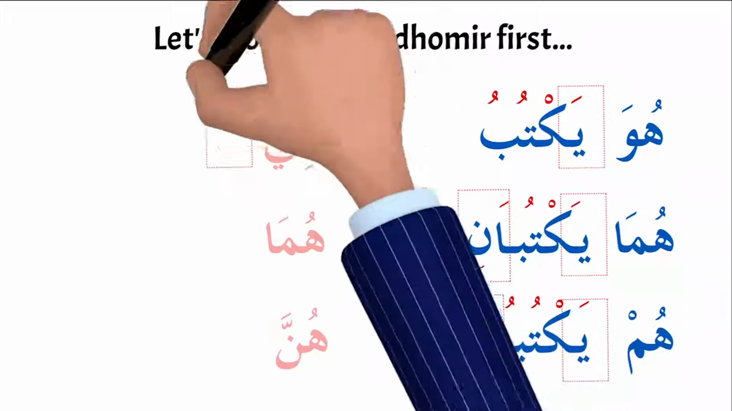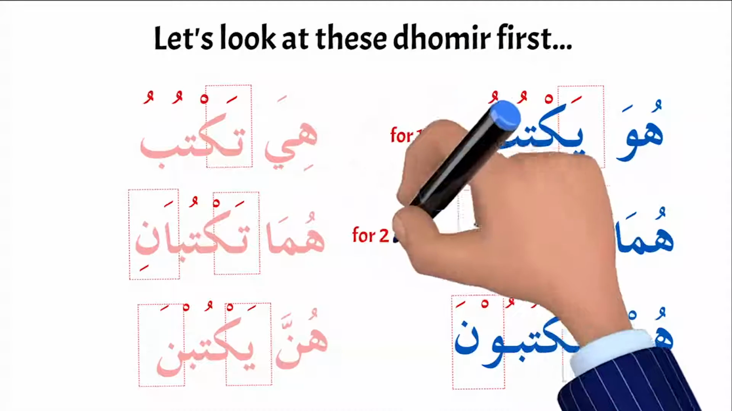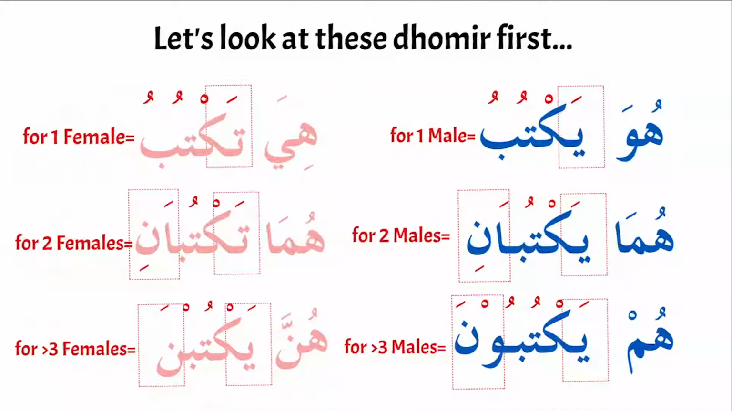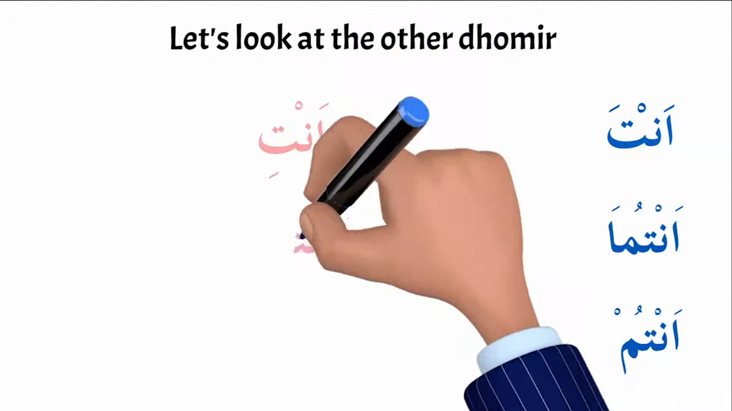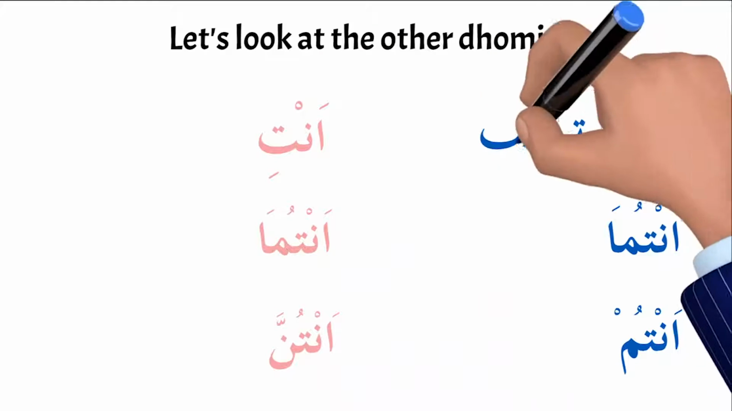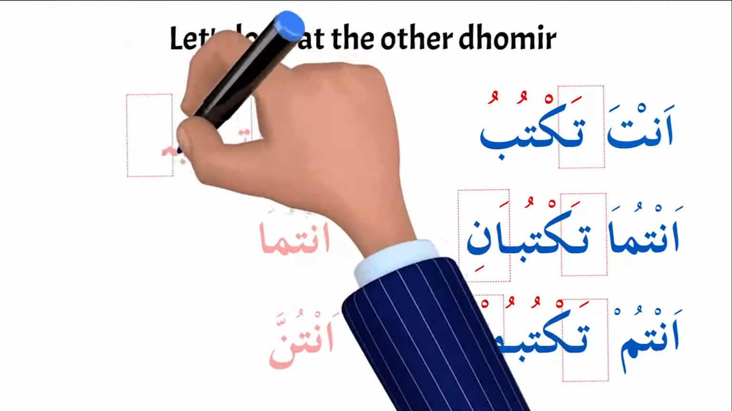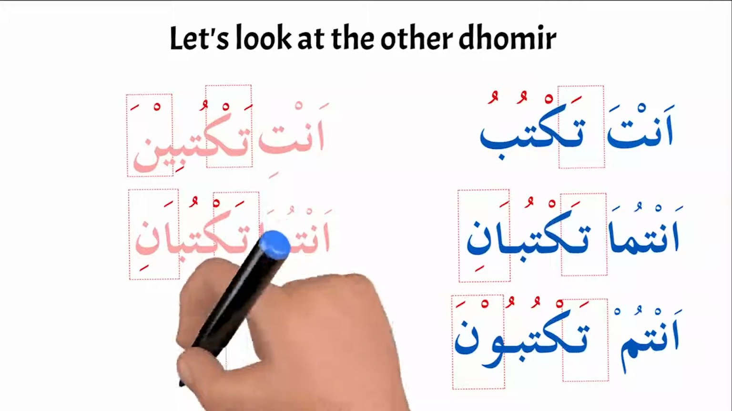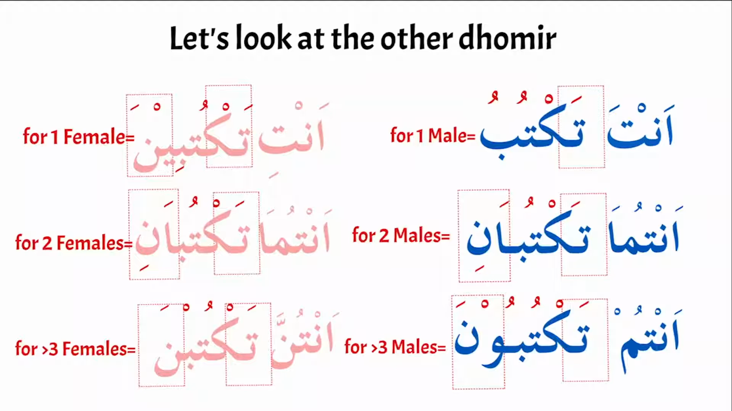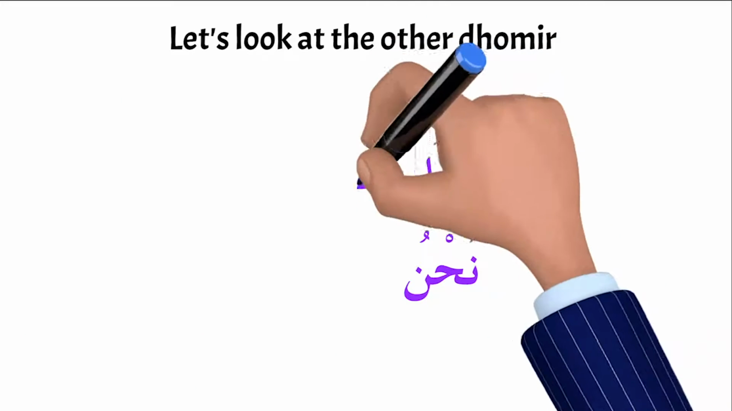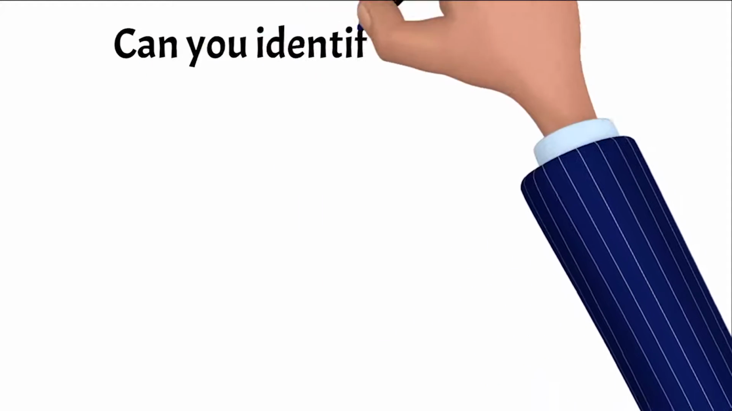Learn this section carefully. Let's look at the meaning of the highlighted ending letters of each verb. Let's look at the other dhamir. Can you identify each الفعل?